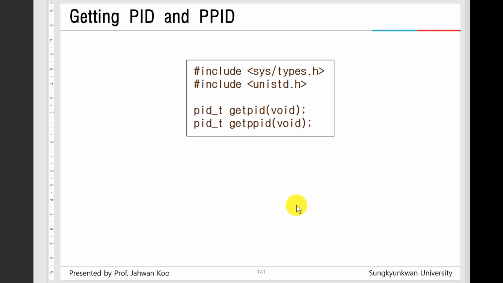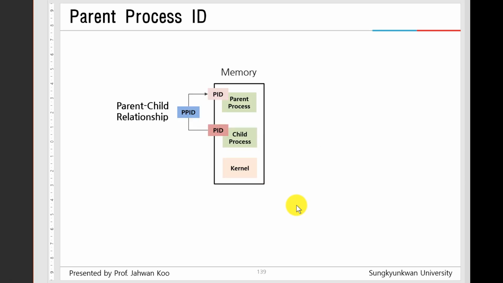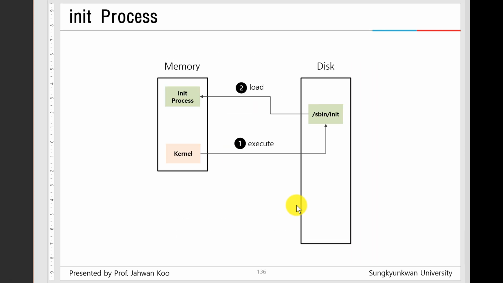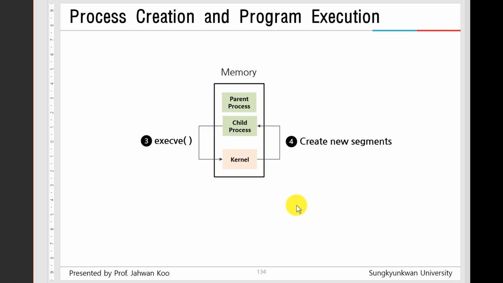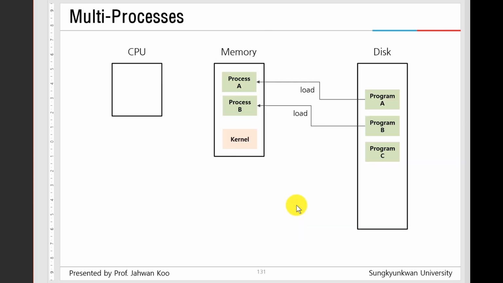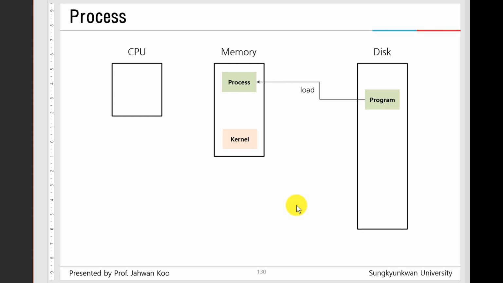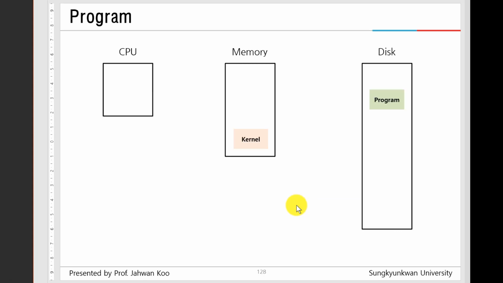Until now, we have learned the concept and attribute of program and process. In addition, we have learned how to get the process ID and parent process ID.